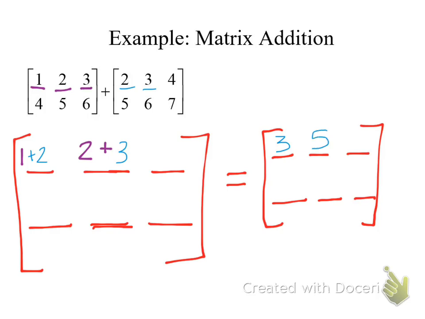And so in the last column I have 3 in the first matrix plus 4 from my last one. 3 plus 4 is 7.